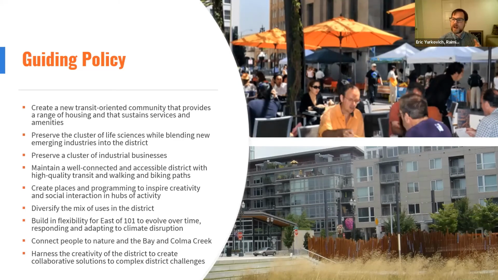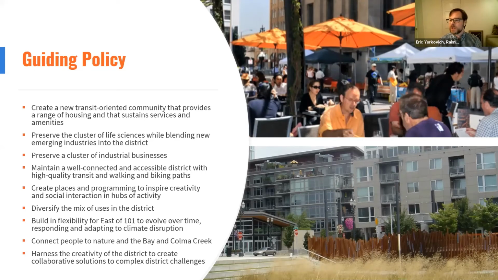And really thinking about how we can build in some flexibility for East of 101 to evolve over time. And I think the big change that we're looking at here is sea level rise and the potential for climate disruption in the area. We also heard a significant amount about really wanting to connect people and nature to the bay and Colma Creek. So Colma Creek in particular connects all the way through the city and can be that really great open space spine throughout South San Francisco.